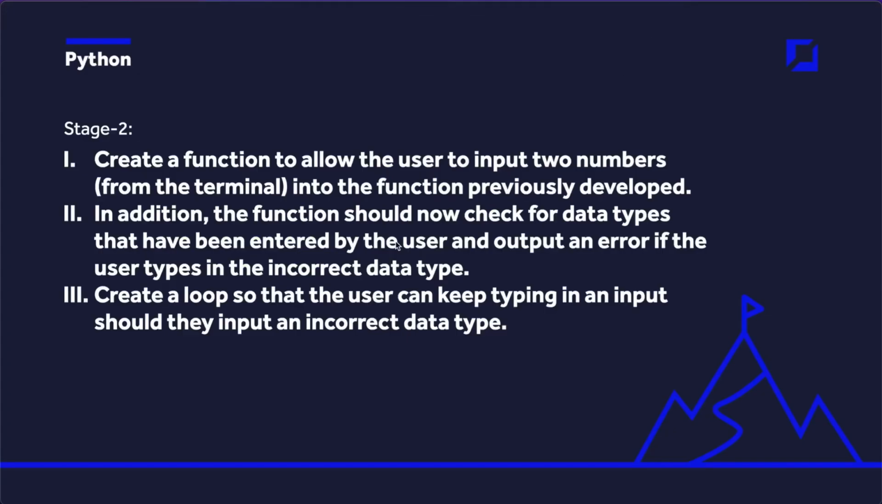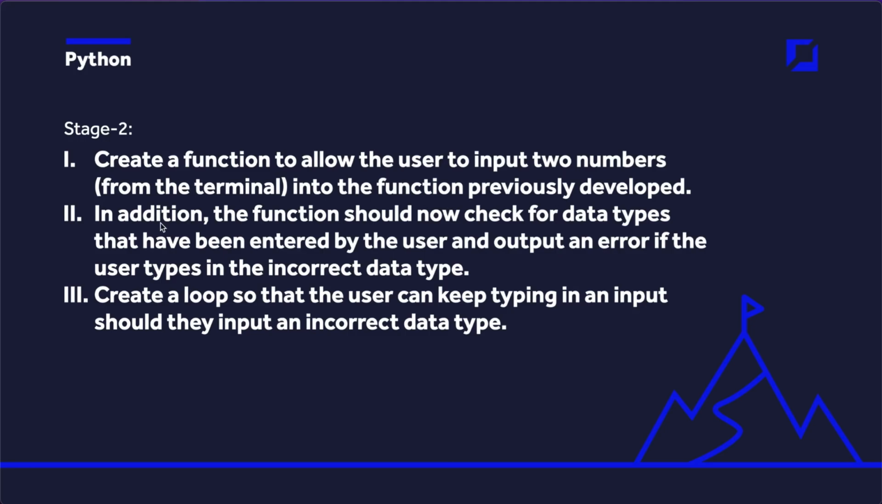So let's take a look at the specifications for stage 2 here. So now we have created a function. We now need to ensure that the user can actually type something in. So we're going to try and set this up now to have 2 inputs. So we're going to allow the user to input from the terminal 2 numbers. That's going to be passed into the function that we previously created, and it's going to perform the same process and return the numbers.